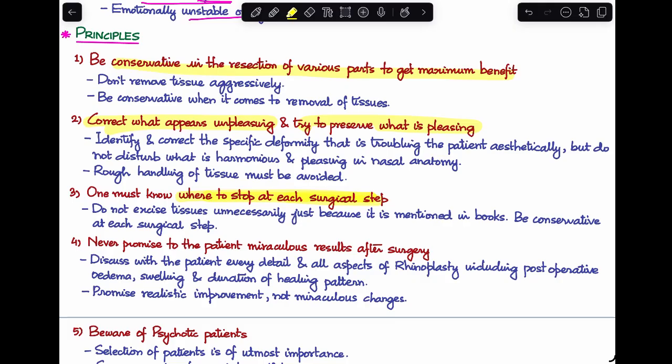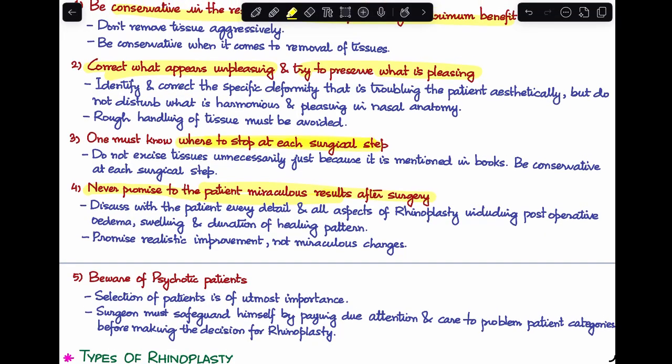Next principle is never promise the patient miraculous results after surgery. You should discuss with the patient every detail and aspect of rhinoplasty, including what they are going to face post-operatively, what kind of swelling and edema may occur, and what the possible healing patterns may look like. So you have to discuss all of these details and give them a very realistic expectation of what will improve and what will not improve, instead of giving them miraculous hope that they are going to get the perfect nose. Maybe you give them a more realistic expectation by having a proper discussion with them.